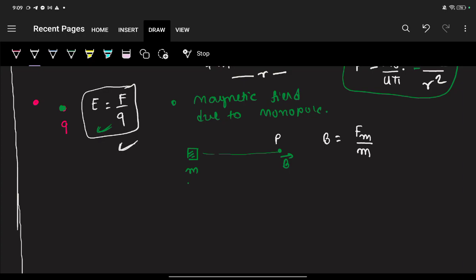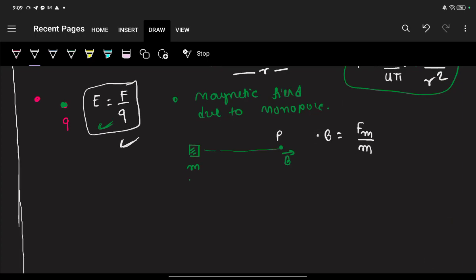So it's very easy, right? This chapter is very easy. It's just the mirror image of electrostatics, the first chapter, right? Now, if you replace this force by the usual formula, we'll end up with mu naught upon 4 pi multiplied by M by r square.